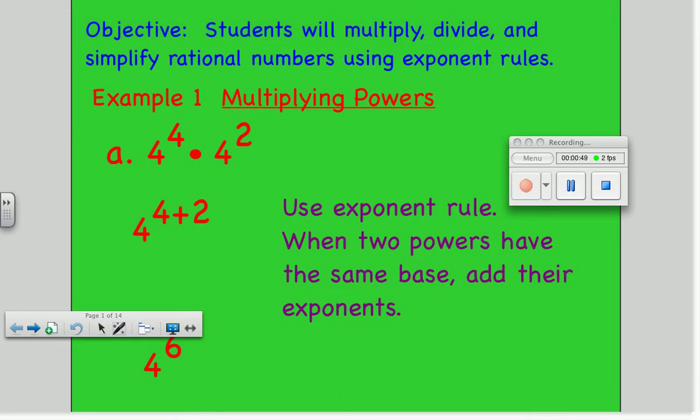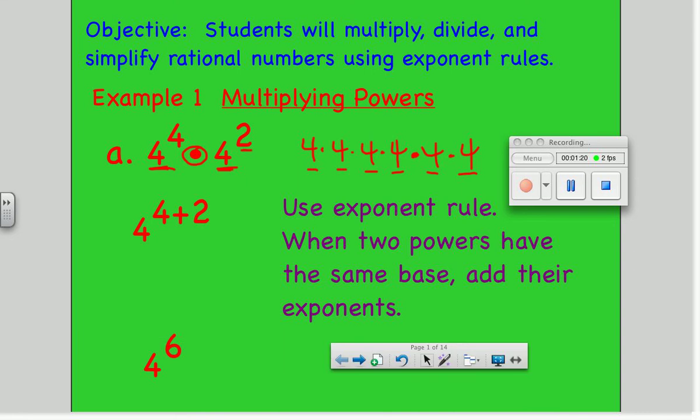So when the bases are the same, so both bases are 4, I'm going to multiply this 4 times. That's 1, that's 2, that's 3, that's 4. And all of that is being multiplied by 4 2 more times. 2 more 4s. So, how many do I have total? I have 1, 2, 3, 4, 5, 6 total. So that means I'm multiplying 4 a total of 6 times, which is what you have here.